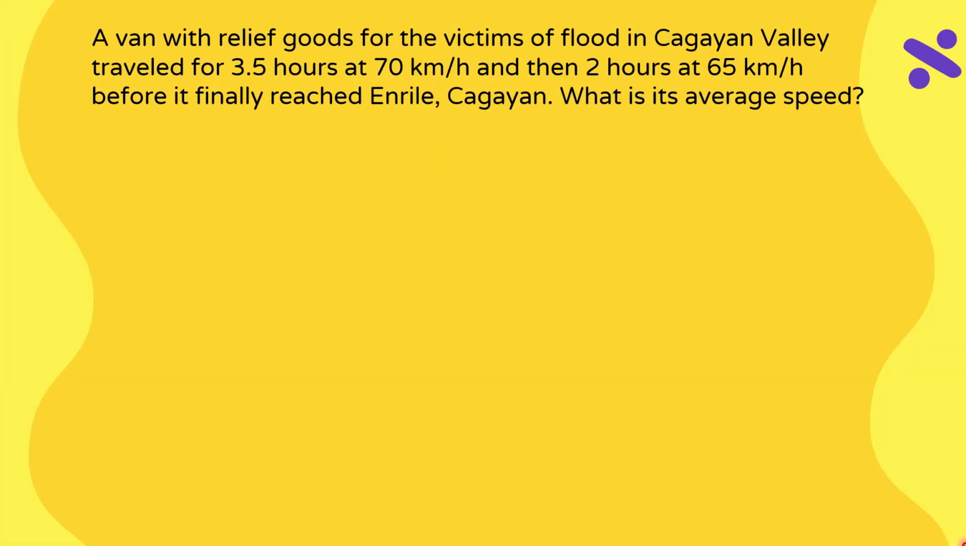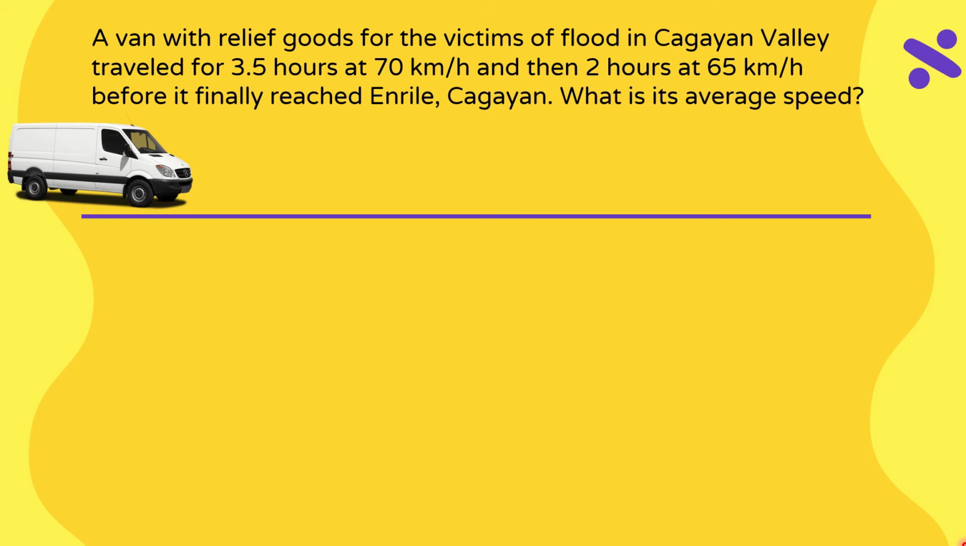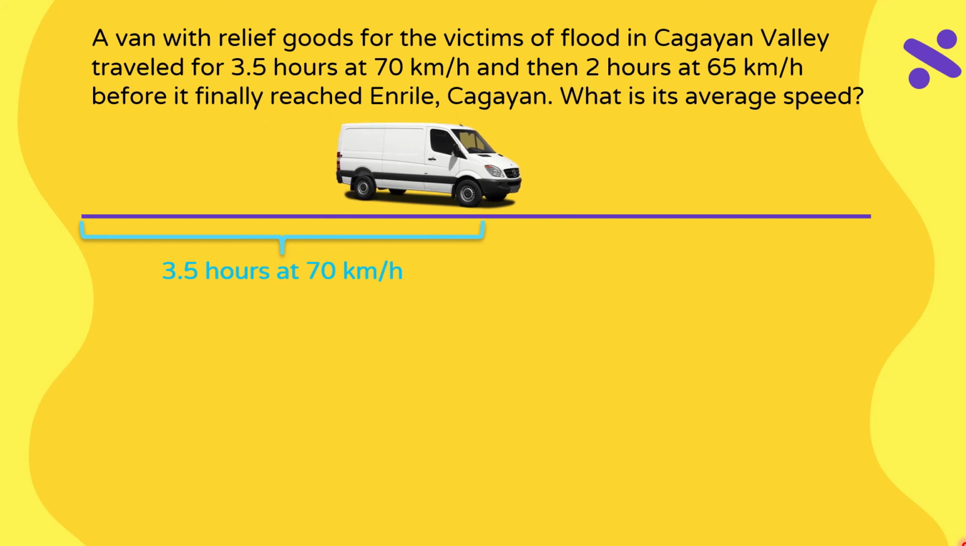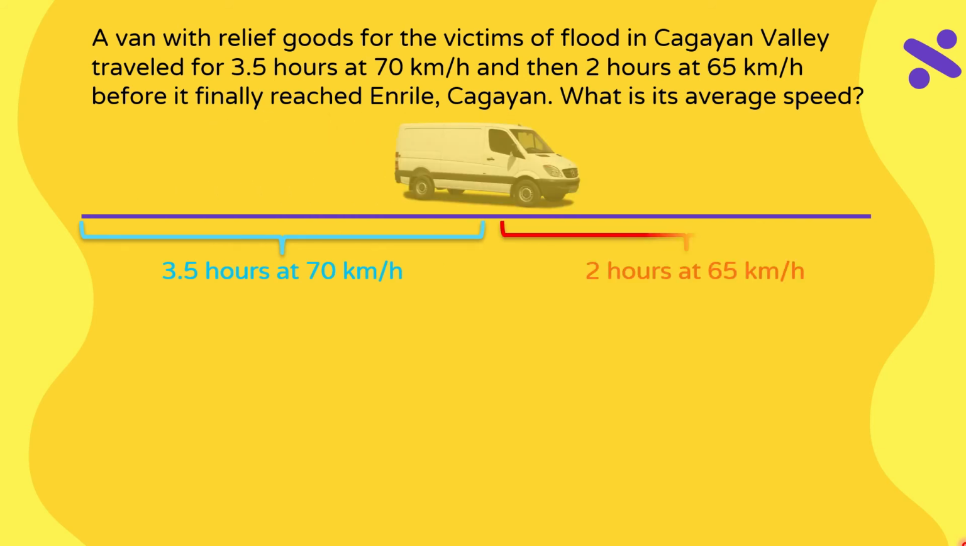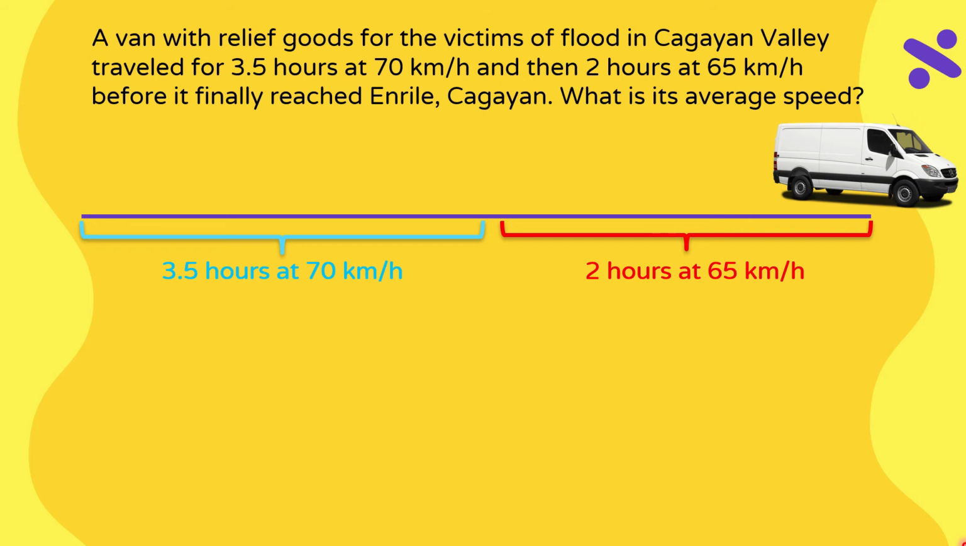A van with relief goods for the victims of the flood in Cagayan Valley traveled for 3.5 hours at 70 km per hour and then 2 hours at 65 km per hour before it finally reached Enrile, Cagayan. What is its average speed? So we are going to find the average speed. Since given, we have 3 and 5/10 hours at 75 km per hour and then 2 hours at 65 km per hour. So we are looking for the average speed.